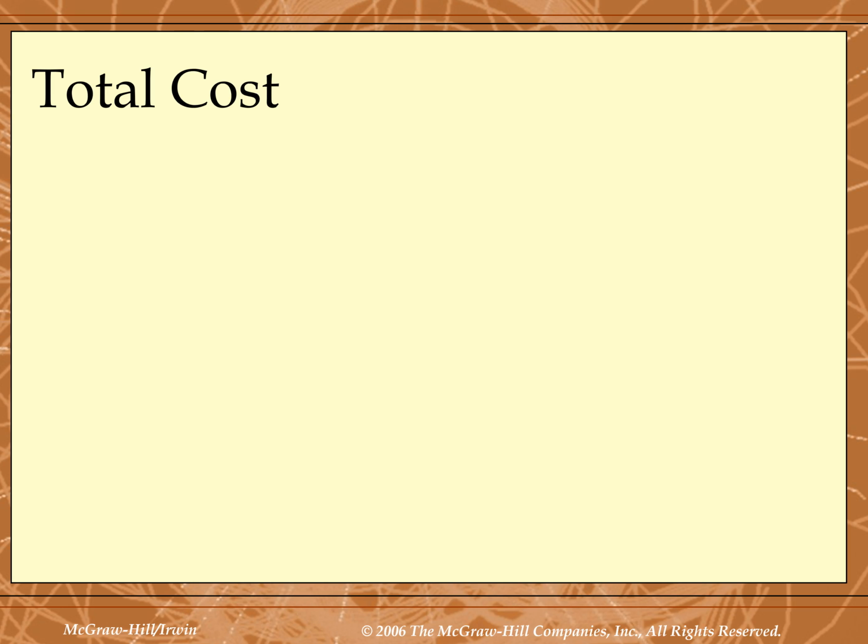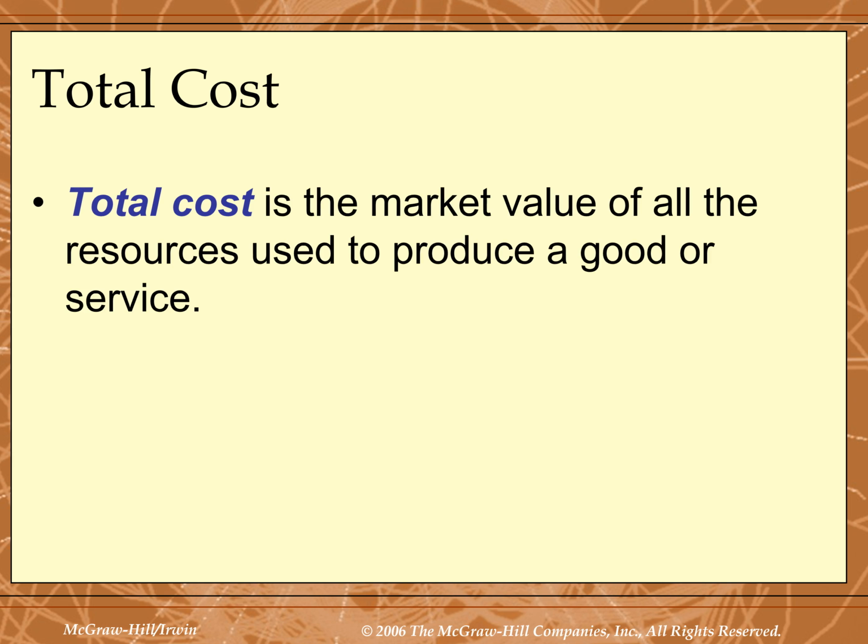So now we're going to be talking about costs. And the first cost we're going to be talking about is total cost. Now, total cost is basically what it says, the total market value of all resources used to produce a good.